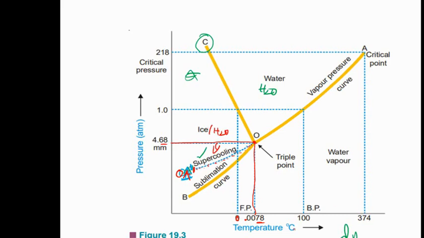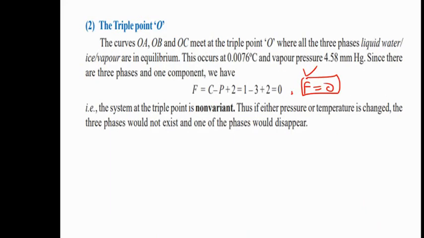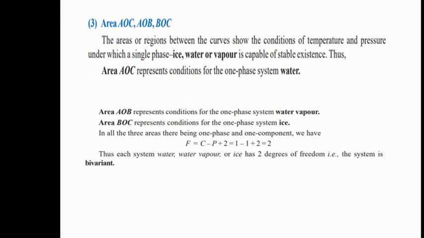In the water system, the curve should be a straight line, but it goes in this direction because dP by dT is negative, due to the decrease of volume in the transformation of the phase. So these are a few important significances. I have attached the PDF files, so you can go through them.